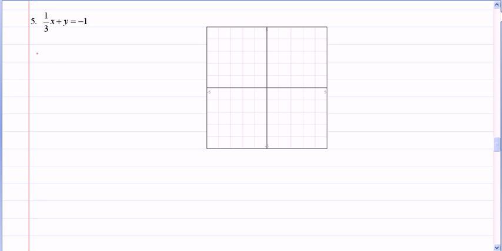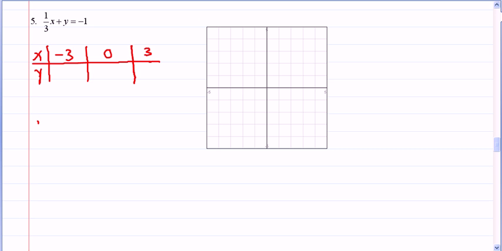For number 5, to graph this equation, I'm going to use the same method, make a t-chart, but instead of picking the values of negative 1, 0, and 1, I'm going to pick the values of negative 3, 0, and 3. The reason why I'm picking negative 3 and 3 instead of negative 1 and 0 is because the coefficient of x is a fraction with a denominator of 3, so I wanted to pick numbers that were multiples of 3. This way the math to calculate it is easier.